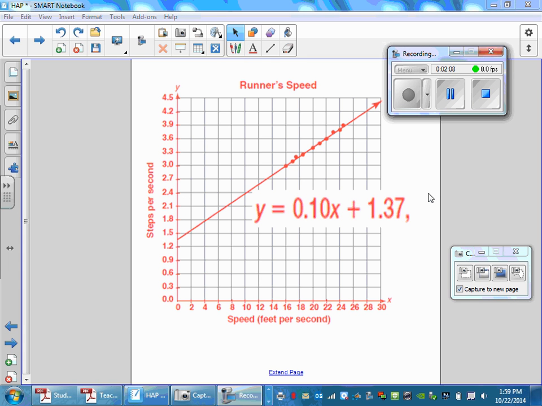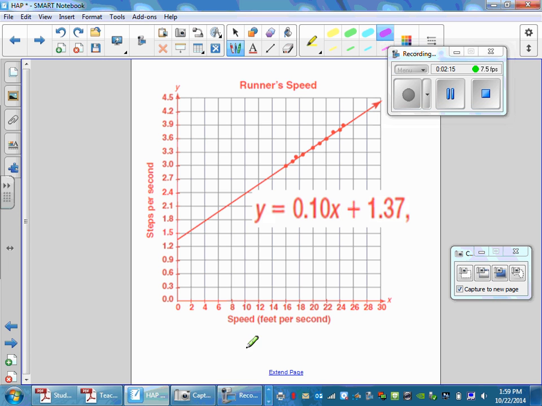All right, here I have runner speed. So speed, feet per second, is on the bottom on the X, and steps per second on the Y-axis. When the runner goes about 16 feet per second, that would have them at 3 steps. There is a line of best fit for this. Don't write anything down yet. Just listen along. There is a line of best fit. It's drawn.